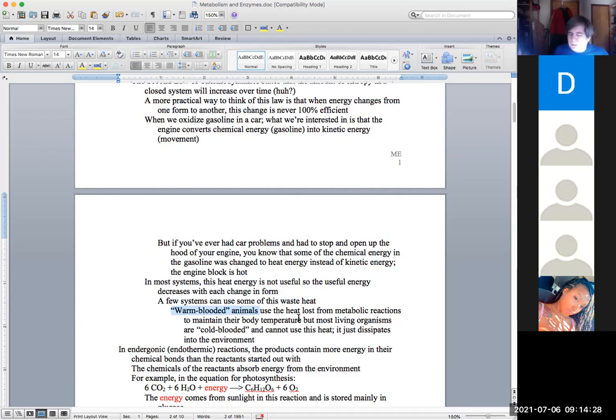When our metabolic reactions lose some heat, we can basically hold on to this heat, and then we use it to maintain our body temperature. And if you think about our body temperature, human body temperature is 98.6 degrees Fahrenheit. Yours might be a little bit higher, a little bit lower. There is individual variation, but just think about that.